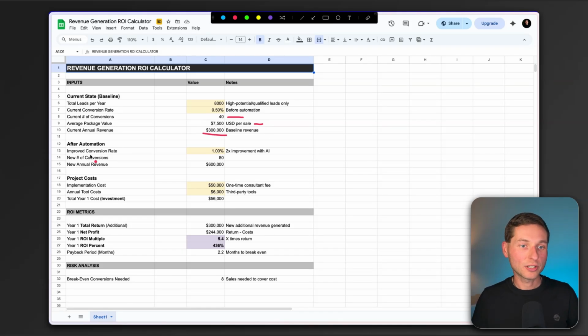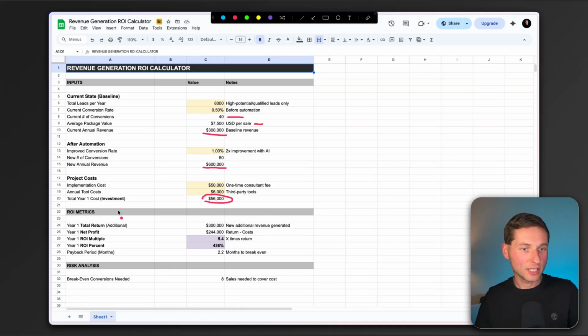And after the automation, we anticipated that the improved conversion rate was a conservative 0.5% increase, so to 1%, which is a 2x improvement with the AI process in place. This results then in 80 new conversions in the year and a new annual revenue of $600,000. What were the anticipated costs for this whole initiative? The implementation cost, the consulting fee for that project, was $50,000, and the annual tool cost was anticipated to be around $6,000. So the total cost of the investment in the first year was 56,000 US dollars.